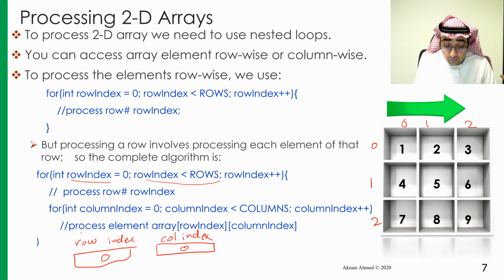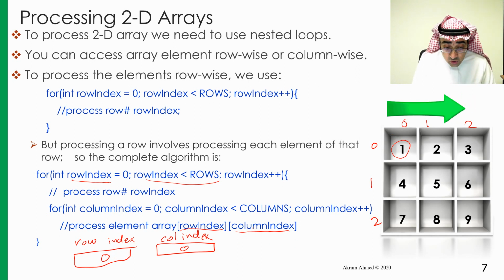Let's say that the command over here processes the element of a row array. Whatever we call it, the index that we are working with will be row and column. So this is the row index, and this is the column index. So now over here, what we have is array, row index, and column index. The row index is 0, column index is 0, so 0 and 0. We are at element number 1.